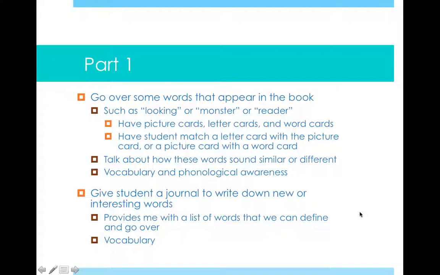And then we would talk about how these words were similar or different. And then both of those activities are building on vocabulary and phonological awareness.